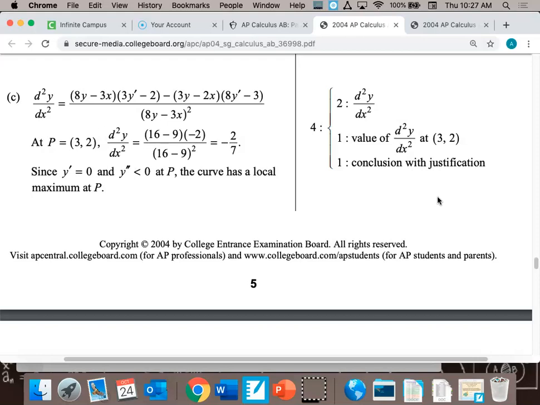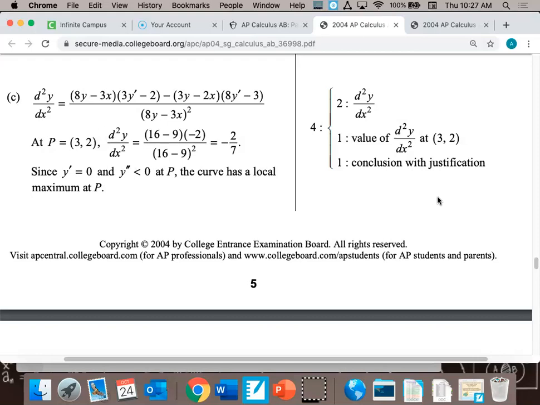So that was just a point, but then your final answer: since y prime is 0 and y double prime is negative at the point (3, 2), the curve has a local max. You never have to say the words "by the second derivative test." It's not a theorem. It's just a procedure, right? So your because statement is because the first derivative is 0 and the second derivative is negative.